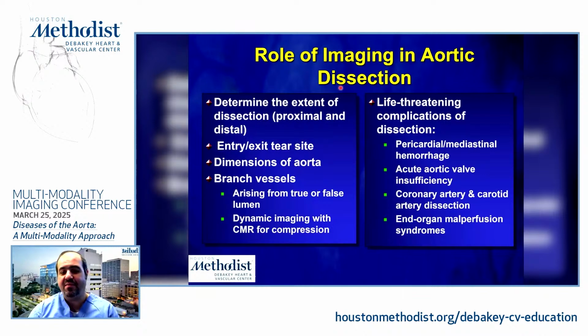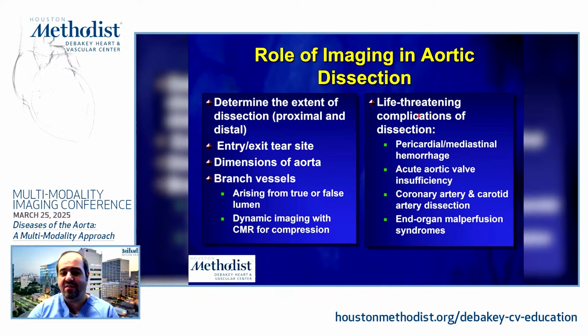What are we supposed to report in imaging an aortic dissection? We really need to tell them the extent of the dissection, both proximal and distal. If we identify the entry or exit tear, where is the site? We need to provide accurate dimensions of the aorta, involving both the true lumen and the false lumen. And then we also want to look at the branch vessels, particularly the neck vessels from the arch or the branch vessels from the abdominal aorta, to see whether they're arising from the true lumen or the false lumen. This is where MRI plays a role, and our surgeons love it because it provides them with dynamic imaging.